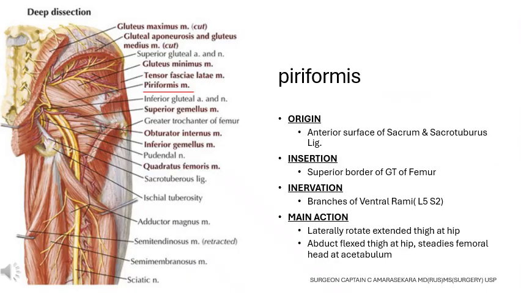Now that we have explored the superficial gluteal muscles, let's move deeper into the anatomy of the posterior hip and upper thigh. This dissection reveals the intricate network of deep muscles, nerves, and vessels that lie beneath the gluteus maximus and medius.